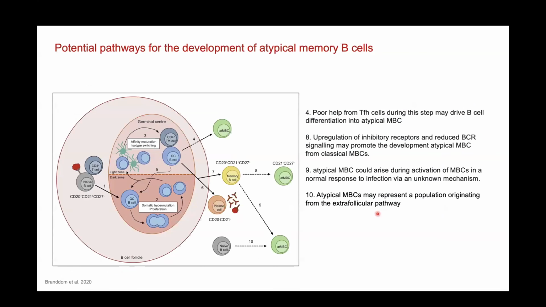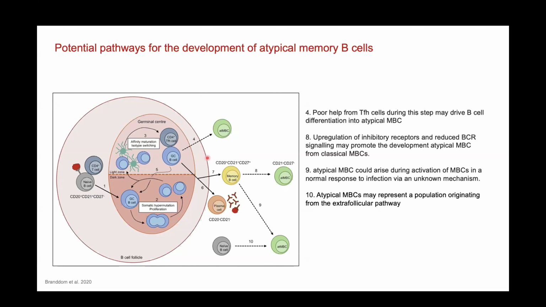So at this point, we wanted to understand more about the atypical memory B cells, and we wanted to know what was the possible development pathway of these cells in COVID-19. There are some studies that report potential pathways for the development of these cells. For example, during the germinal center processes, there is poor help from T follicular helper cells during this step, which may drive differentiation into atypical memory cells, as we can see here.